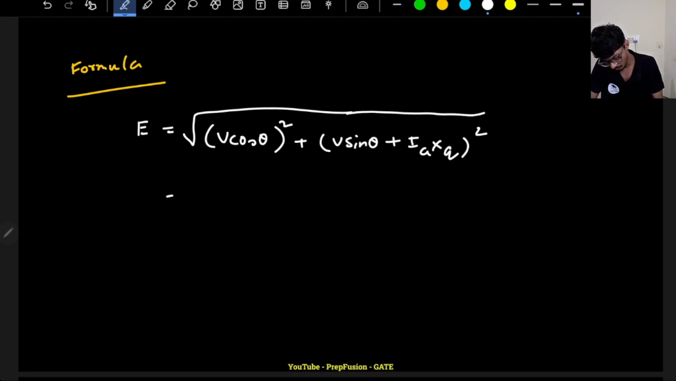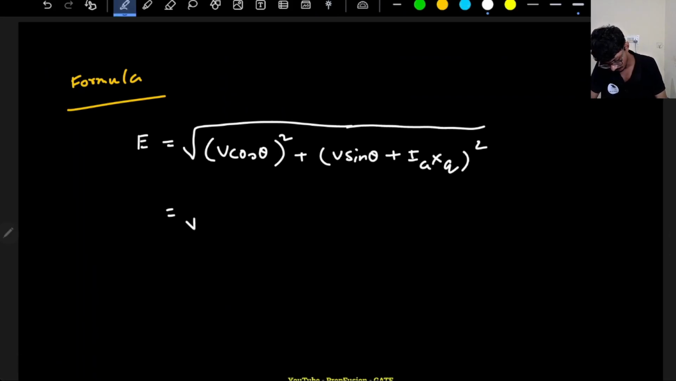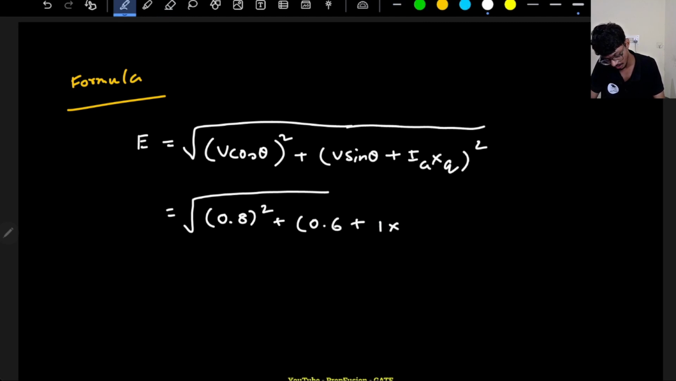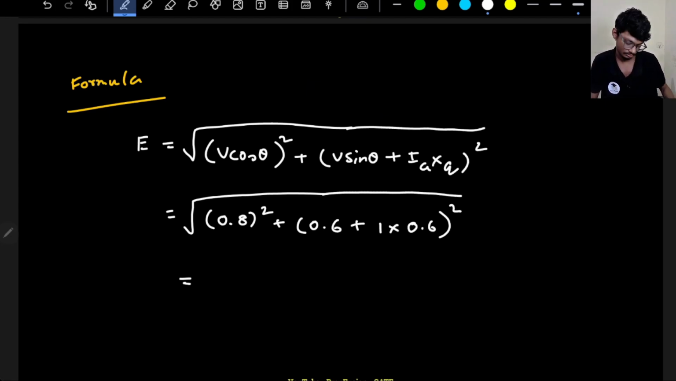So this square. I know everything, right? I know Ia is 1 pu, I know V is 1. Sin theta, I know it is 0.8 leading. Already cos phi is 0.8, so sin is already taken care of. So this will be under root 0.8 whole square plus, V sin theta will be 0.6, plus Ia is 1 pu, Xq is 0.6, 0.6 whole square. So this will be 0.8 whole square plus 1.2 whole square, whole under root. So E comes out to be 1.442. Okay, so this is the value of your E.